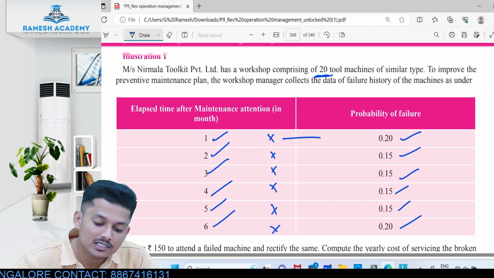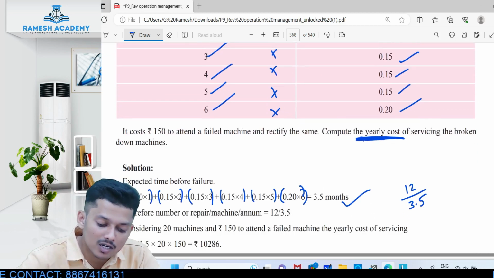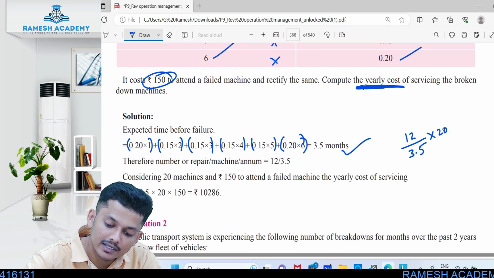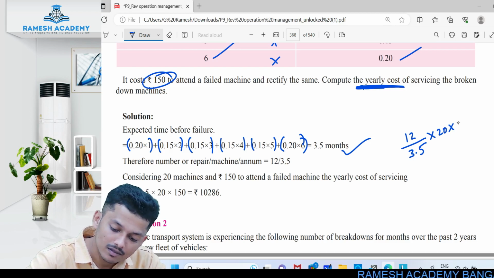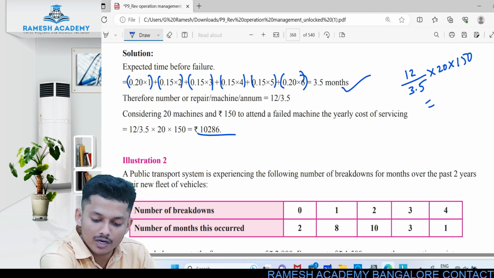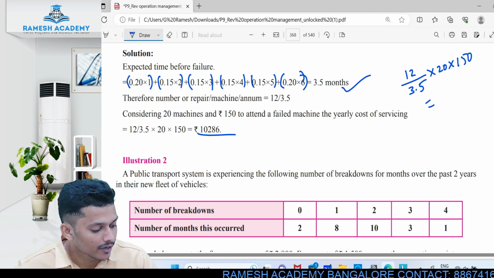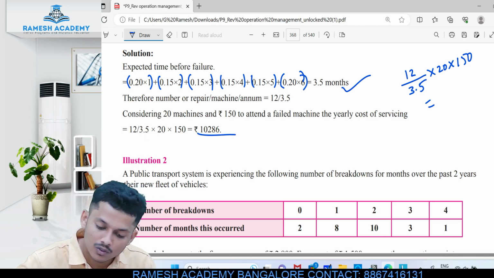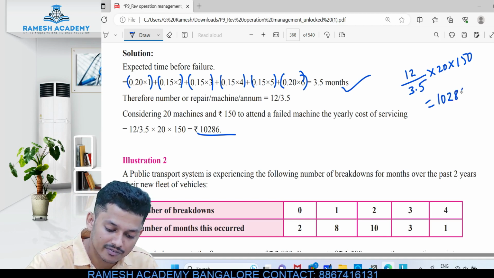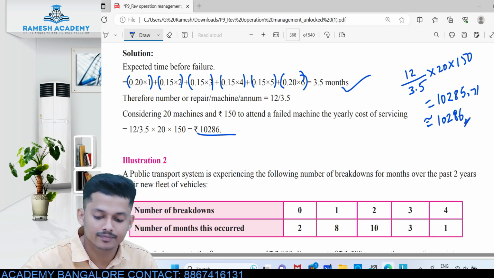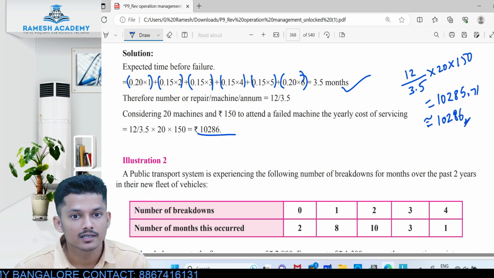Now they are telling how many machines are there? 20 tool machines. And how much is the cost? 150. So 12 by 3.5 into 20 into 150. You will get it in decimals, so after rounding off, 12 by 3.5 into 20 into 150 is equal to 10,285.71, rounded off. Okay, clear? Yes, done, right?